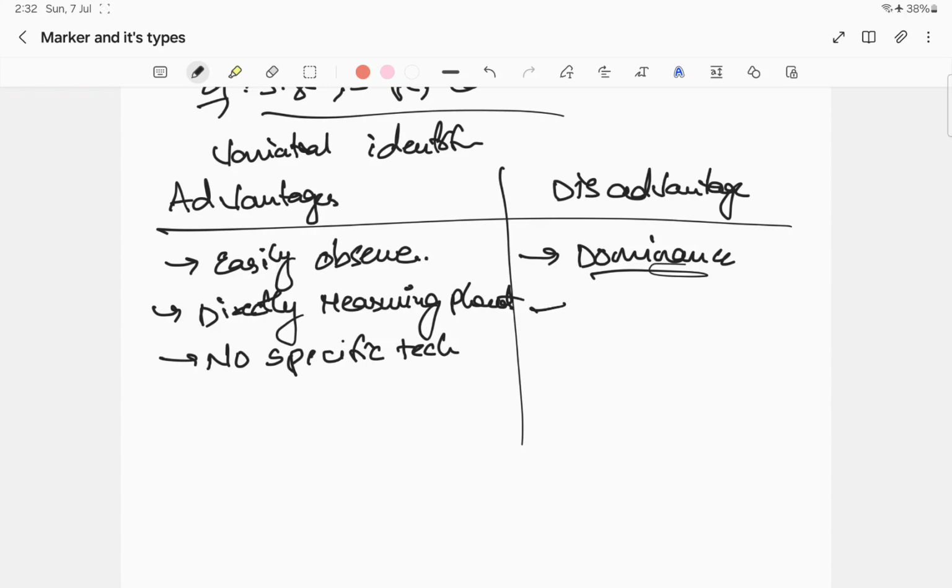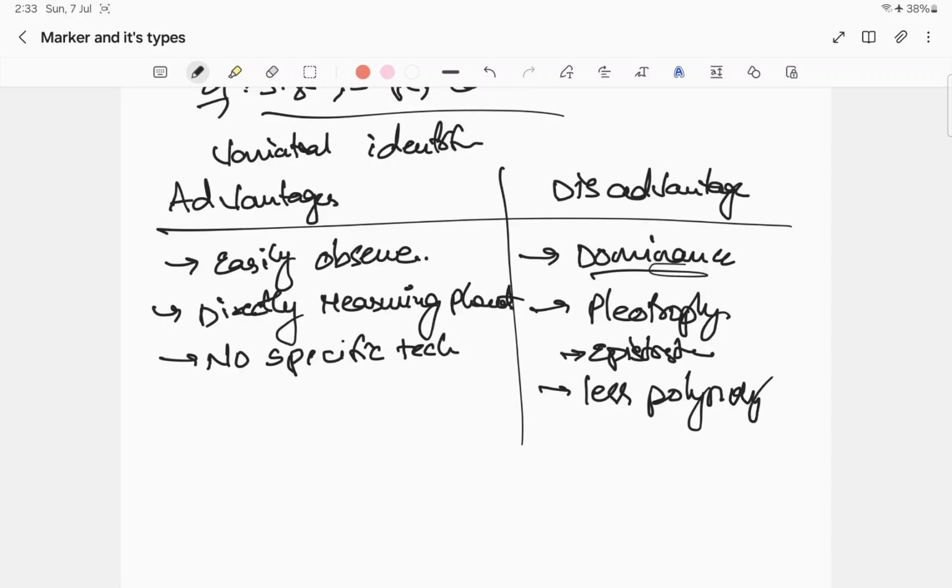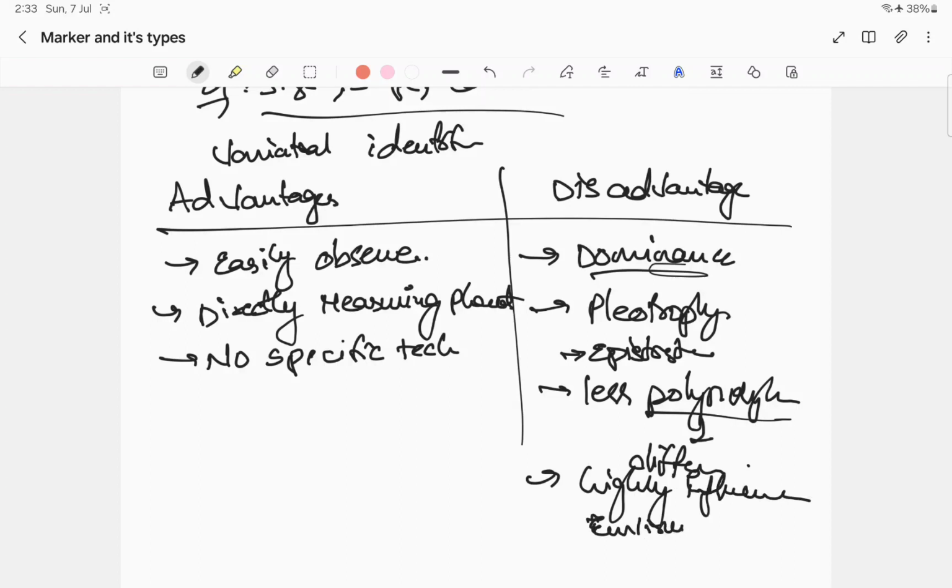Okay, and the second thing is pleiotropy. If epistasis is present, that also we can't observe. Less polymorphism. What does polymorphism actually mean? Ability to have different forms is said to be polymorphism. We will discuss it with an example later. And another thing is that it is highly influenced by environment, and it is few in number.